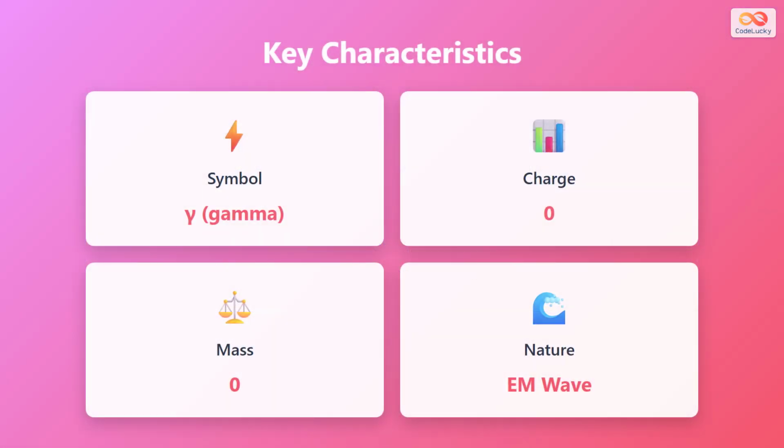Let's examine the key characteristics of gamma radiation. First, it's represented by the Greek letter gamma. Gamma rays have zero charge, meaning they carry no electrical charge. They also have zero mass, as they are pure energy in the form of photons. Finally, gamma rays are electromagnetic waves, belonging to the same family as visible light, but with much higher energy and shorter wavelengths.